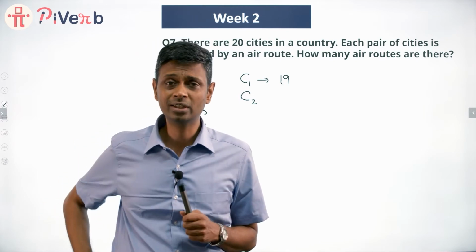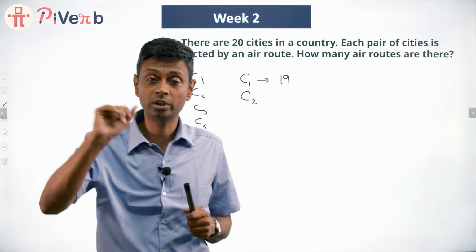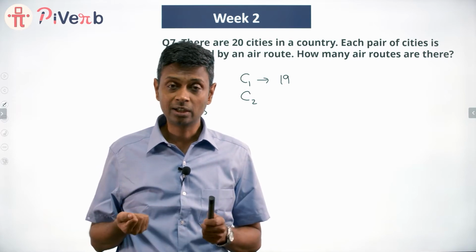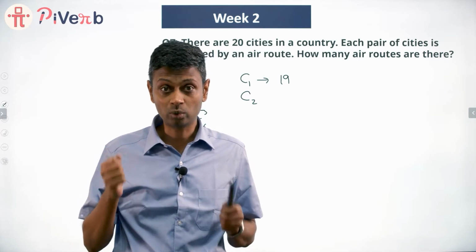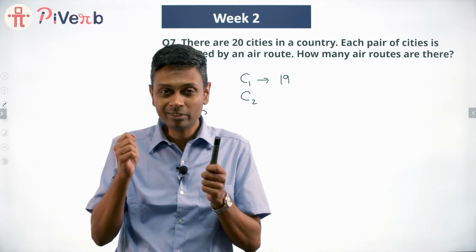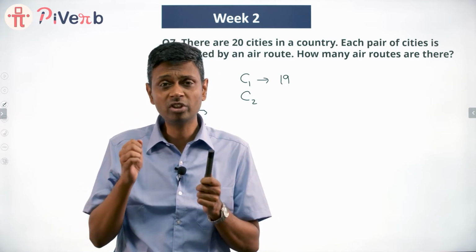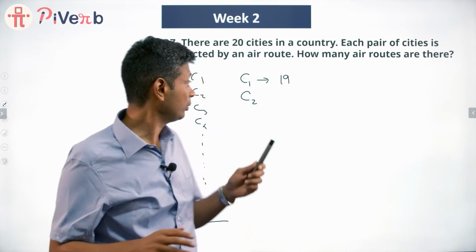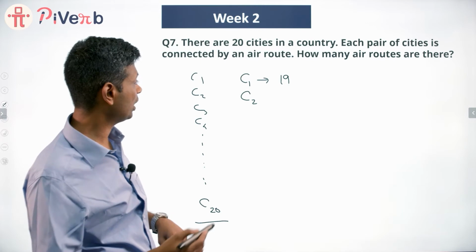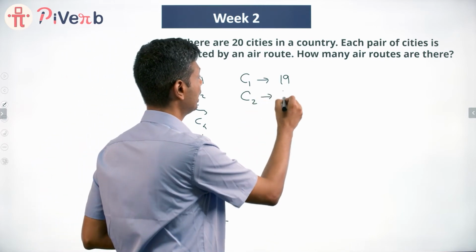Why will I not count that? Because C2, C1 has already been counted. It's like saying there is a route from Bombay to Chennai. I will count it as a Bombay-Chennai route. I cannot say there is a route from Bombay to Chennai and from Chennai to Bombay. C1, C3 is a route. C3, C1 is the same route. Likewise, C1, C2 I have counted. From C2, I won't count that. I'll count only the remaining 18.